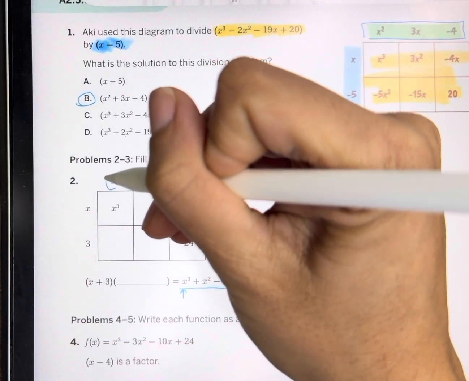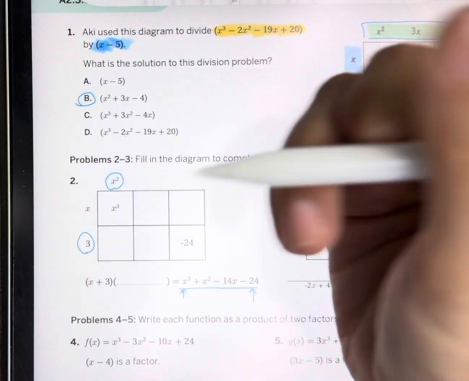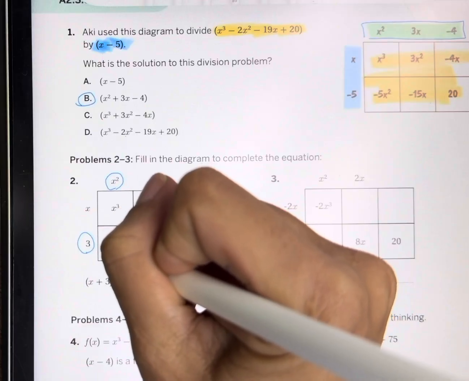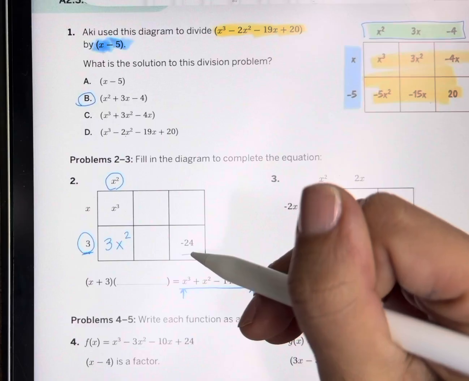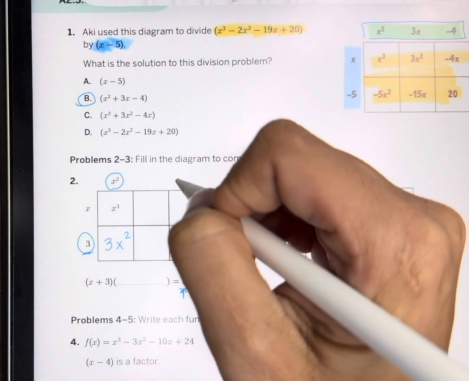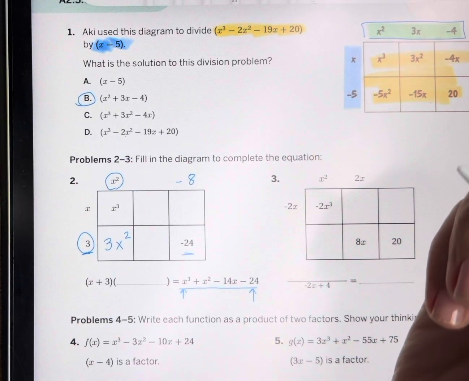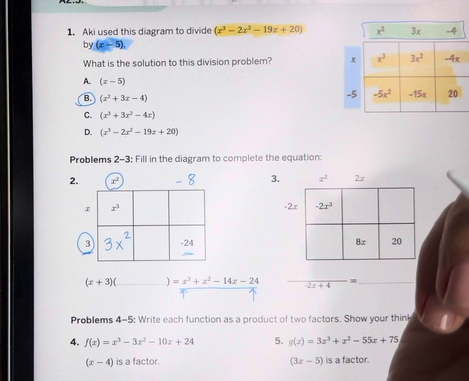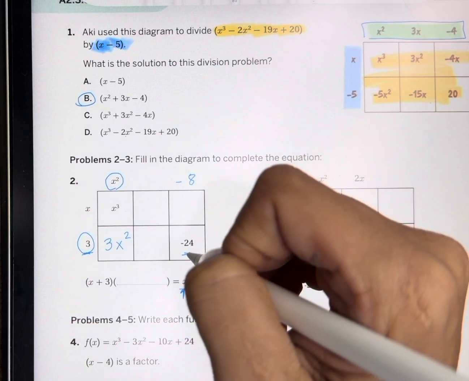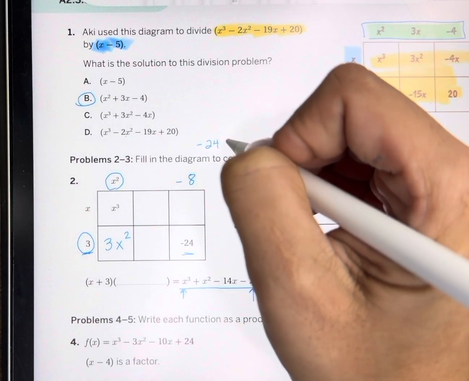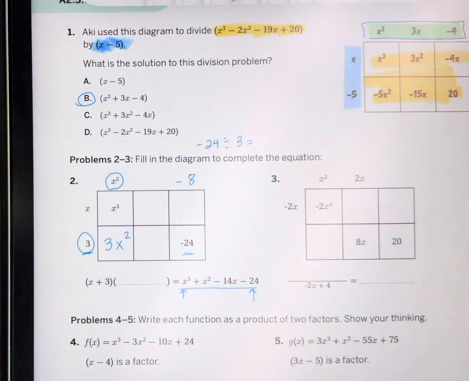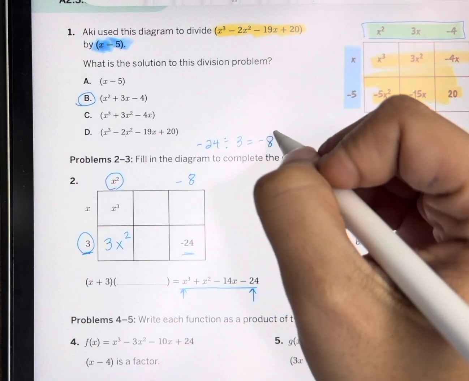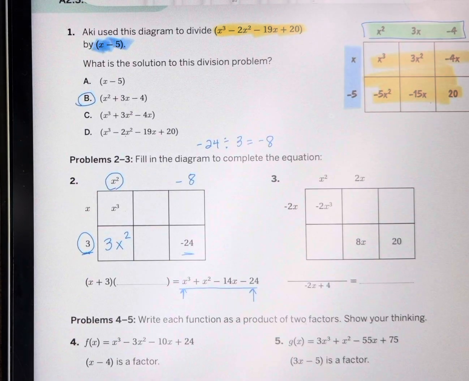So if I have an x squared here and a 3 here, that makes this a 3x squared. And then if I have a 3 here and a negative 24 here, that makes this a negative 8. How can you do this even if you're like not great with multiplication and division? You can take the negative 24 and divide it by that 3 in your calculator and press enter, and it will give you the negative 8. Okay, so you don't need to be good at arithmetic to show me that you understand the Algebra 2 stuff that we're learning.